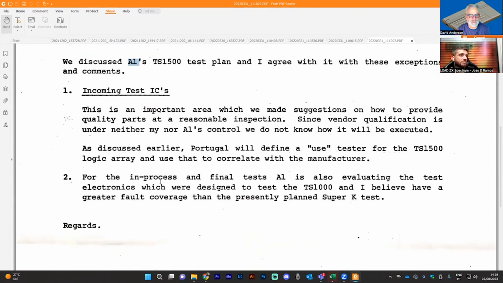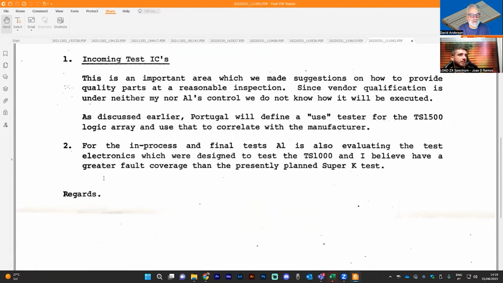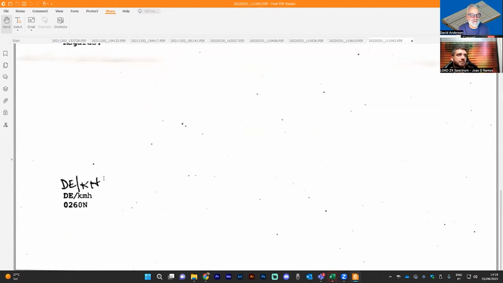Evaluate the tester that was designed to test the 1000. So that's probably that schematic that we looked at in the first episode. Okay.